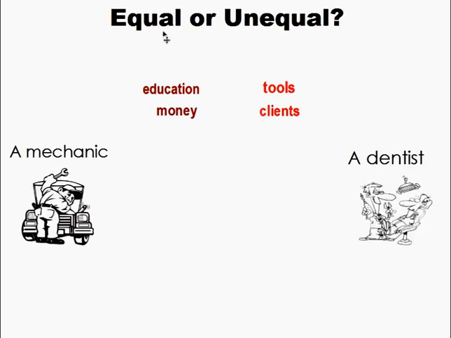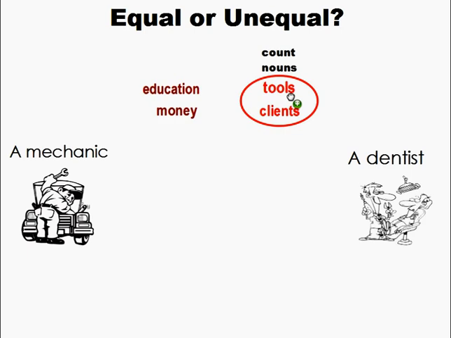Okay, now again, I want to look at the idea of equal and unequal when we talk about nouns and comparing, okay? So are a mechanic and a dentist equal when we think about these nouns? Okay? Now, first I want to talk about the type of nouns we're looking at. So, for example, count nouns. Count nouns are nouns that you can count. You can have 1, 2, 3, 4, 5. You can count them. So that's applicable with tools.